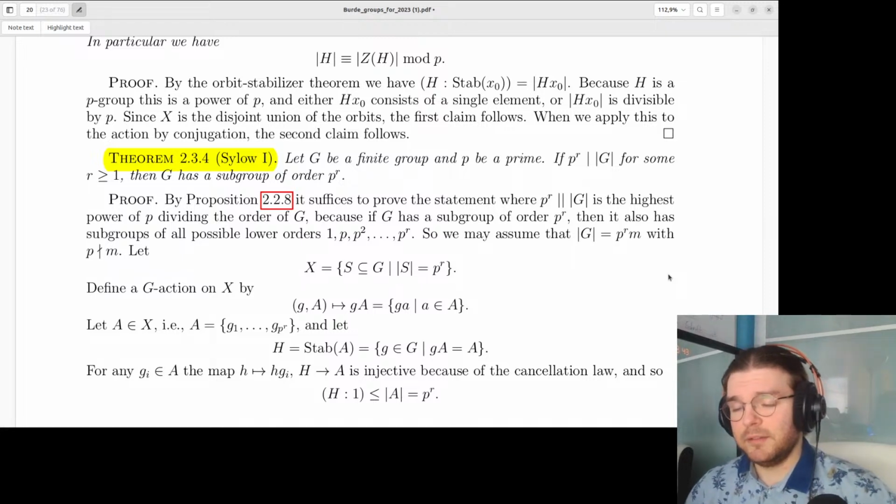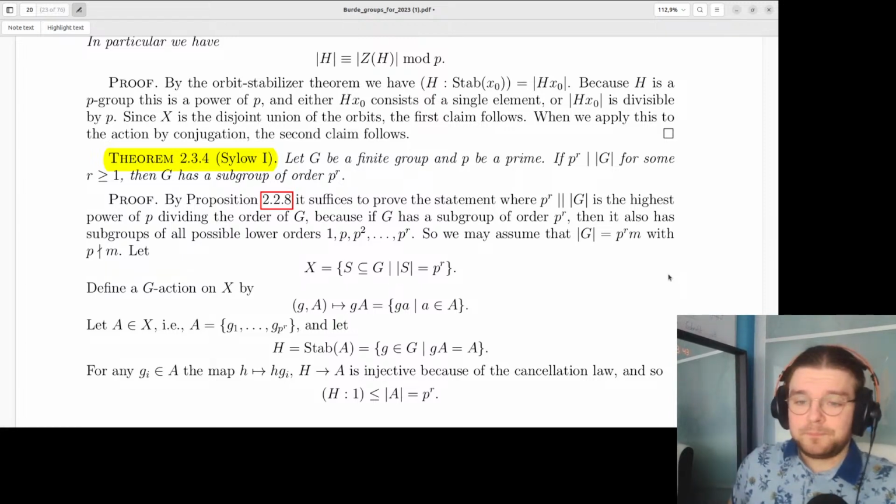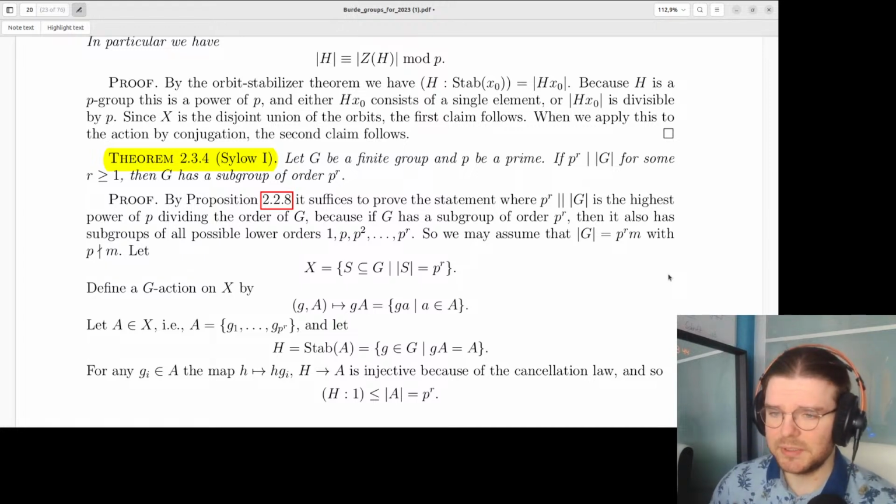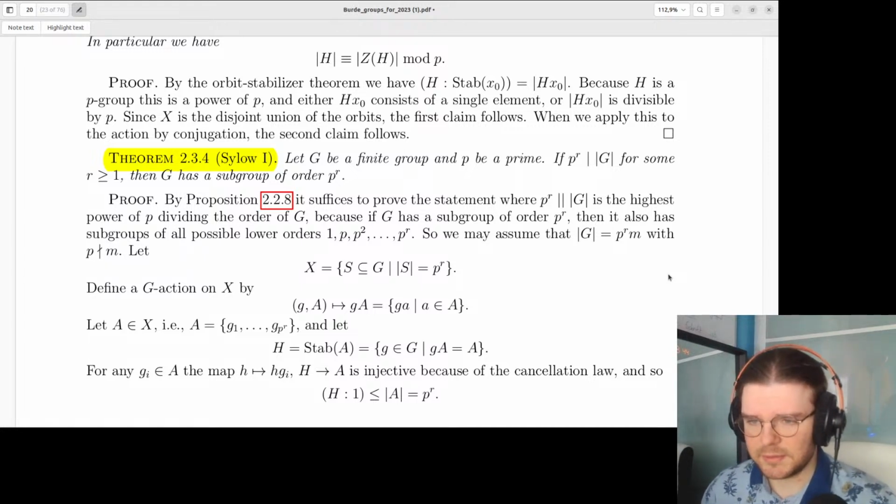So the left coset. And then we say that now A is a member of X, and that means that A is some set we can index, so we know the size of A. Size of A is p to the r, so we can index those elements.